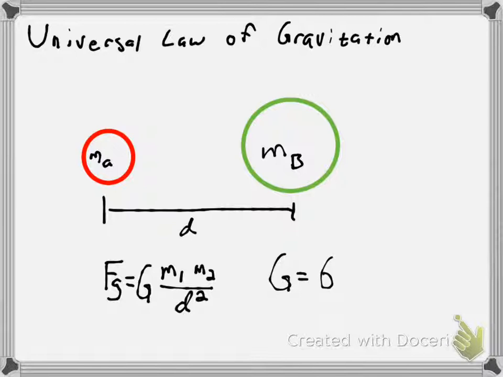And that value is 6.67 times 10 to the negative 11th newtons times meters squared over kilograms squared. And so that equation there is what we refer to as the universal law of gravitation.